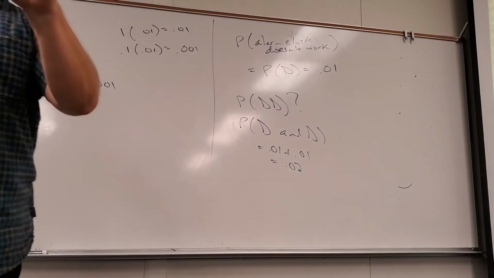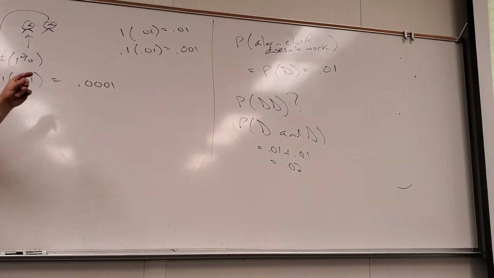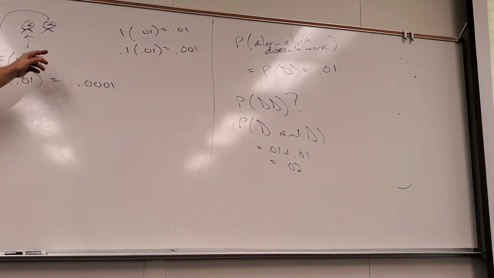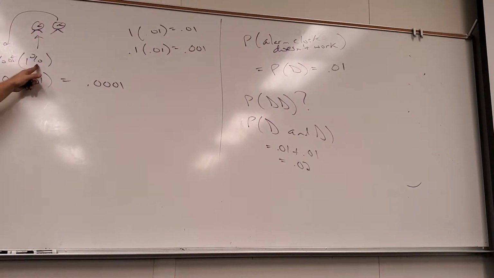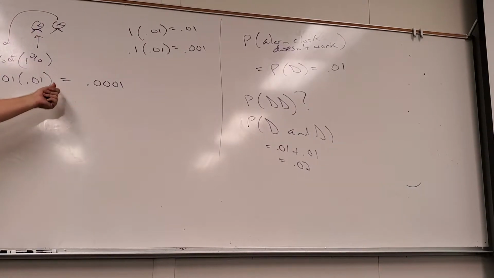How we doing? I didn't use a formula here. I used an idea. 1% of the time he'll fail, and 1% of those times the other one will also fail. Of means multiply, bam.